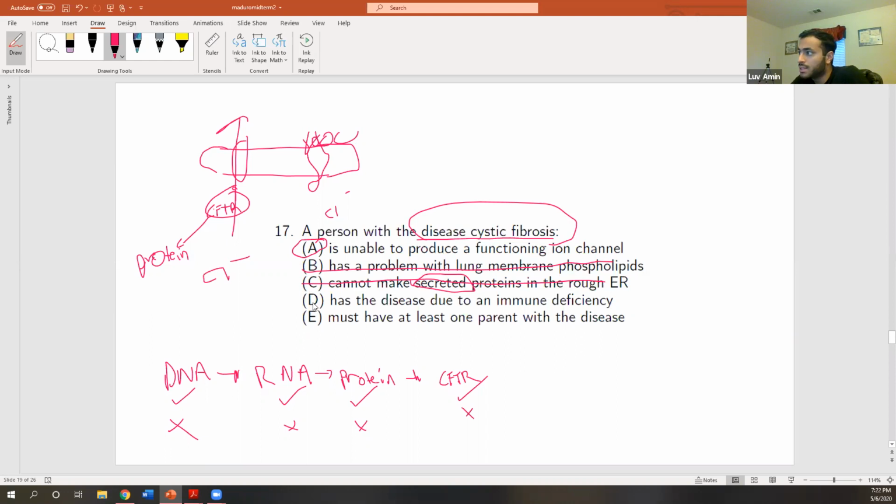D: has the disease due to an immunodeficiency. It has nothing to do with immunodeficiency, it's a genetic disorder. E: must have at least one parent with the disease. This could be true, but not all the time, because if you just have a defective gene where one of the alleles is a dominant one, it would cause a defective ion channel. So we'll stick to A in this case.